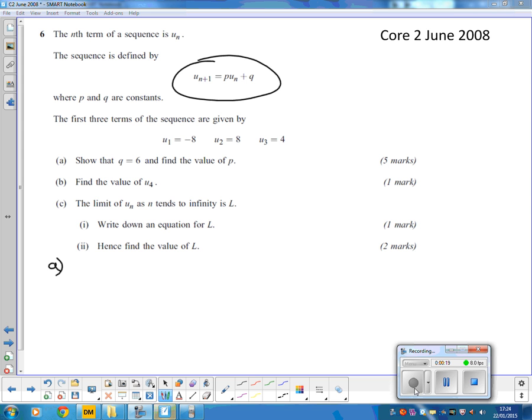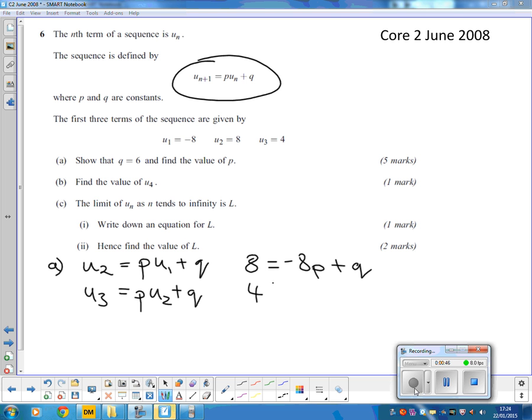So that means that the second term, u_(n+1), u2, must be P times u1 plus Q. And also the third term must be P times the second term plus Q. So let's put the numbers in for this. So that means 8 equals negative 8 times P plus Q. And then u3 is 4. So 4, u2 is 8 times P plus Q. Really nice simultaneous equations here.